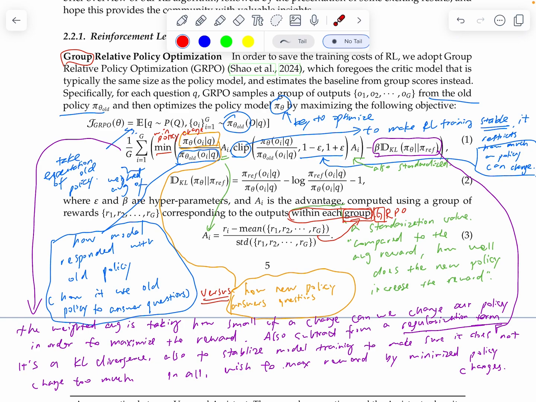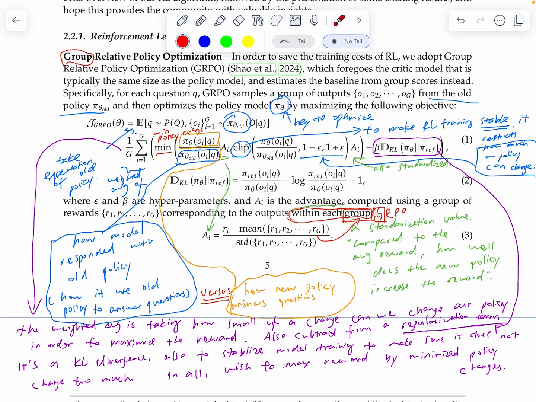In this objective function, the first term is an expectation over the old policy. Those OIs are just sampled from this old policy. Next we have a weighted average, and we'll talk about all the terms inside it. We have a minimum here, which we'll talk about later. First we have this fraction, pi theta over pi theta old.